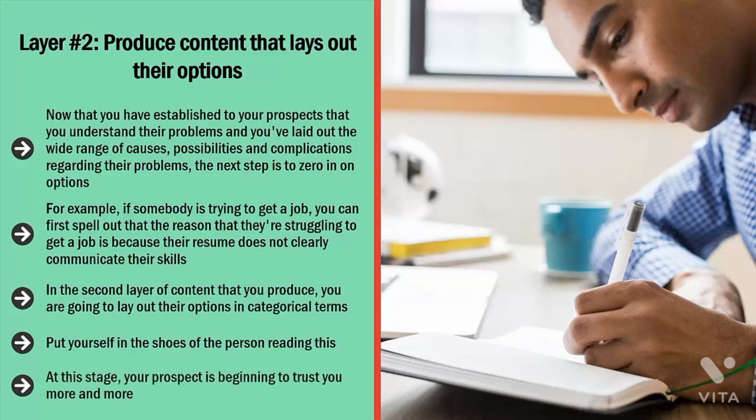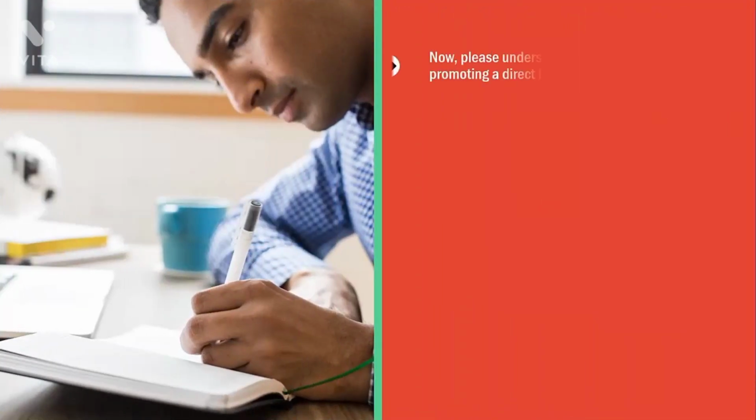At this stage, your prospect is beginning to trust you more and more. In this level, you are obviously going to start working on getting them to like the option that you are promoting. Now, please understand that at this level, you're not promoting a direct link to ClickBank. If you do that, it's going to blow up in your face. This is going to look like spam. People are going to feel that you manipulated them.